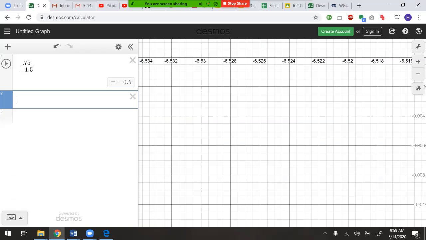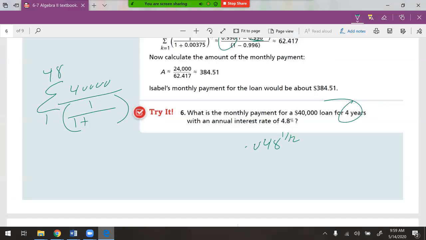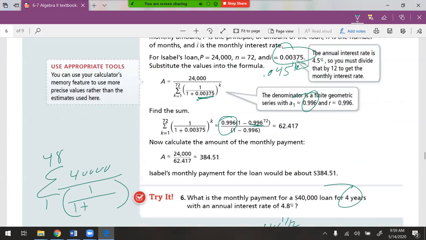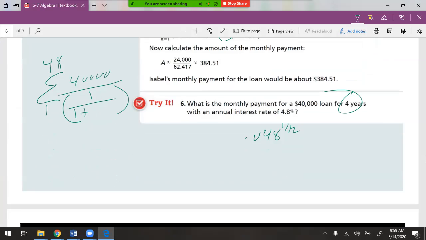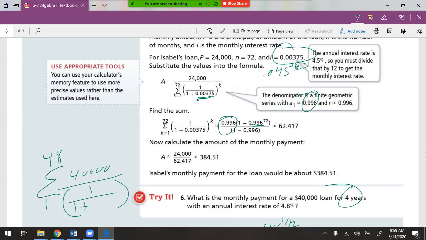Let's use Desmos for this. 0.048 to the power of 1 divided by 12. That seems very big. 0.776. Huh. 0.048 to the power of 1/12 should be a way smaller number than that. Nope, actually that seems about right. It seems rather odd that it's that.